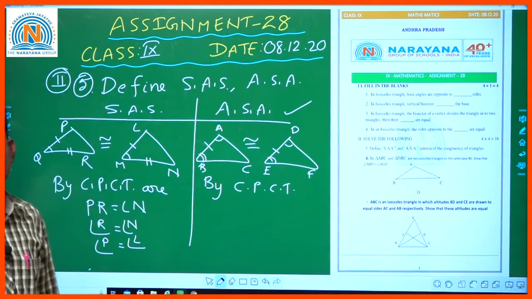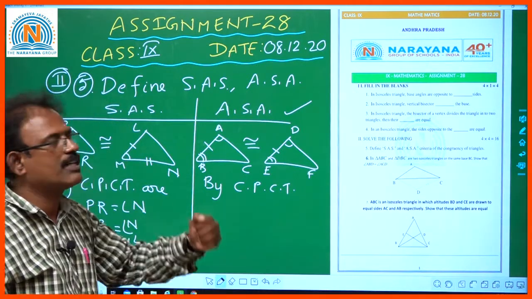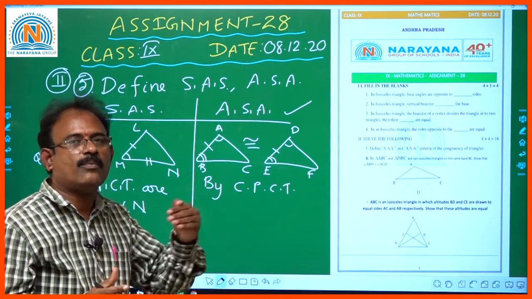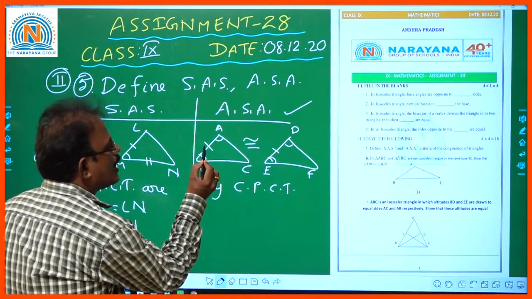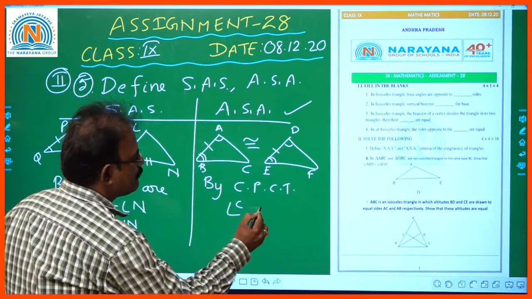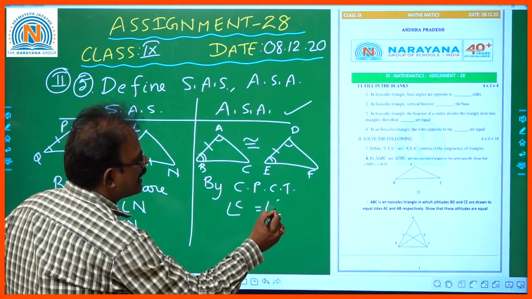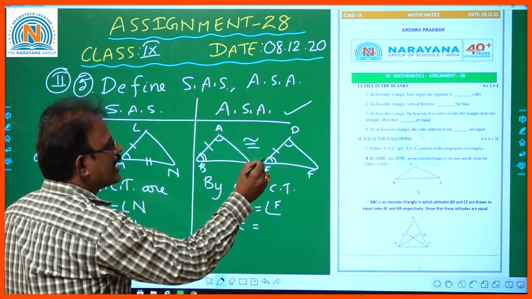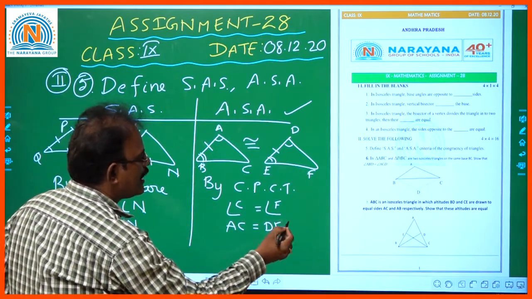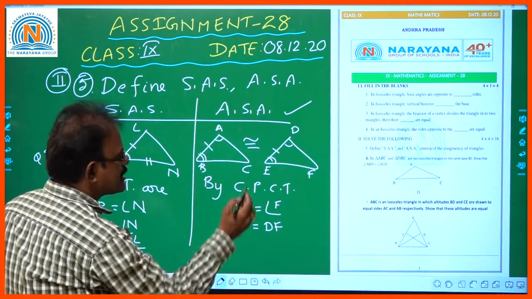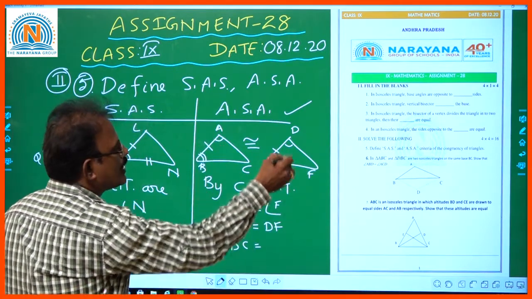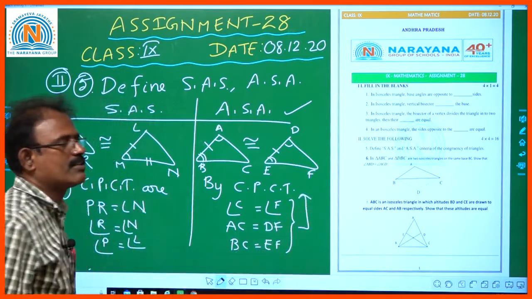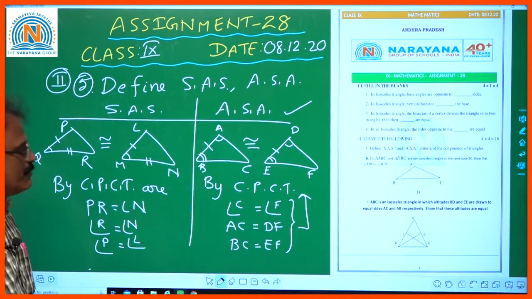Then on comparing, since these two triangles are congruent because of this axiom, we can say that CPCT parts are equal, corresponding parts in congruent triangles. What are the corresponding parts in congruent triangles? Corresponding angles and corresponding sides are opposite to each other. So opposite to side AB, angle C; opposite to side DE, angle F; opposite to angle B, side AC; opposite to angle E, side DF; opposite to angle A, side BC; and opposite to angle D, side EF. These three are CPCT parts. Okay children, so this is our question number 5.